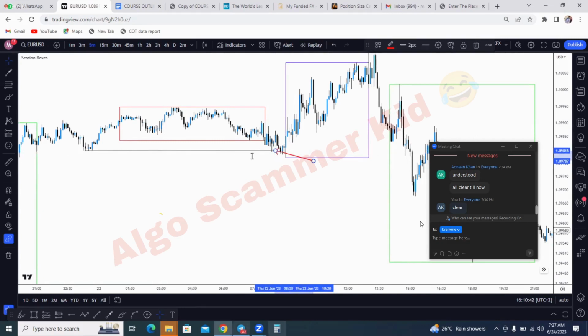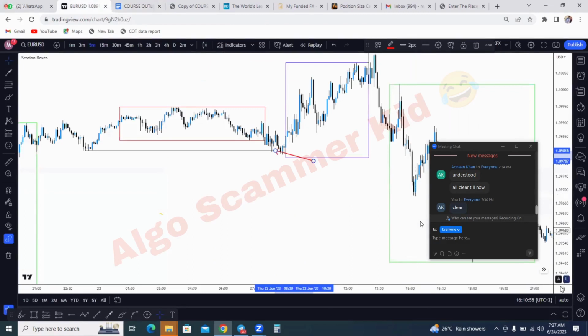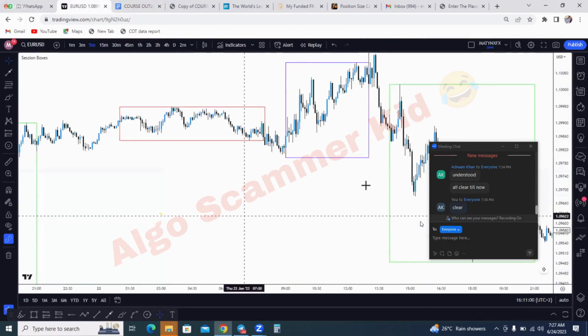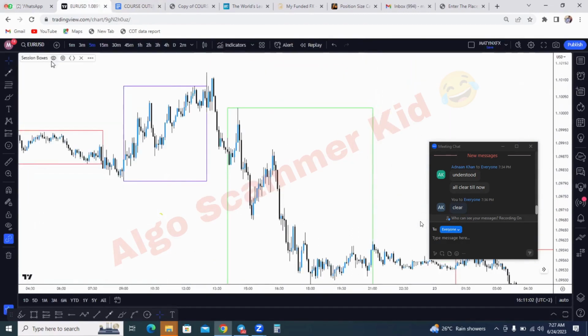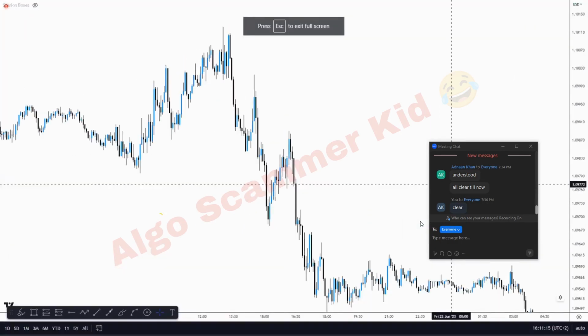Then the next thing is order flow. Very, very important. So before I go into that, let me remove this. What is order flow? First question is, what is order flow? Then we have fractality of order flow. We have choosing order flow. So let's start with what is order flow.